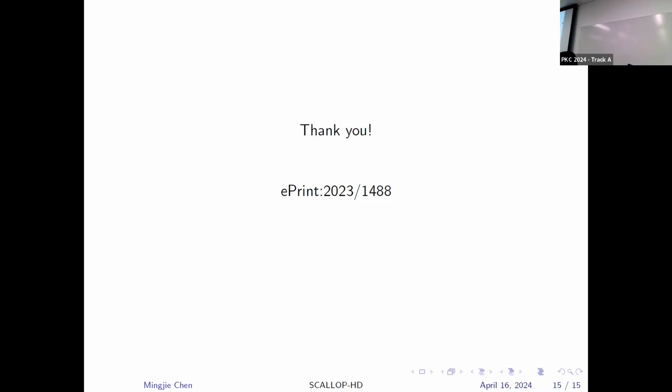Yeah, we have time for another question. One question is: if you have SCALLOP-HD and you don't do the lattice actions, how much time does it take to run one group action?